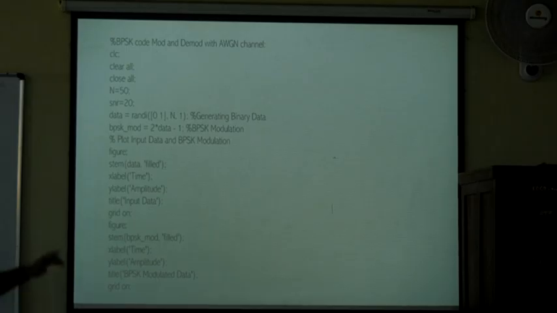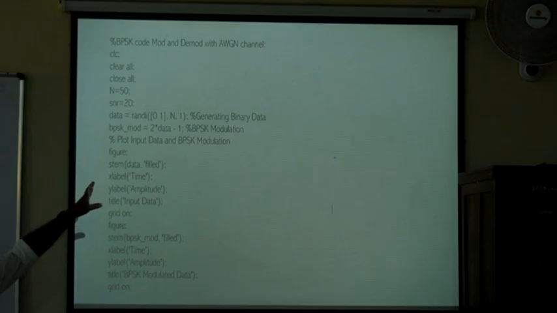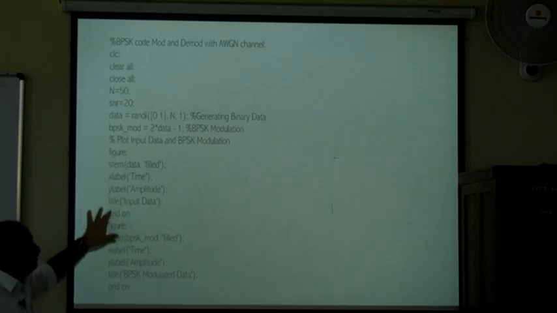Right? So you are taking 2 into data, data is 0 or 1, minus 1. So you are representing the data 0. So you are plotting that and seeing what it is, and these are the titles you are giving for the plot.